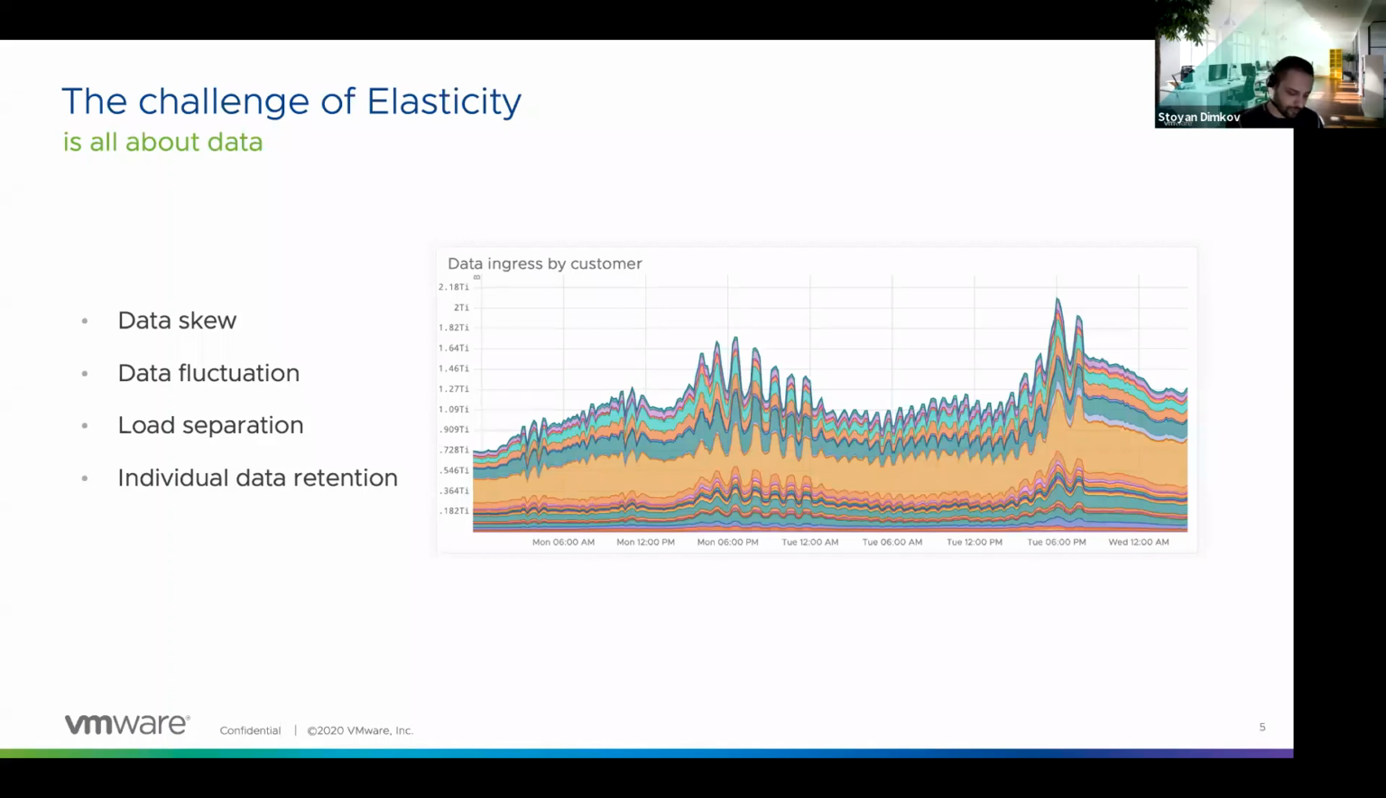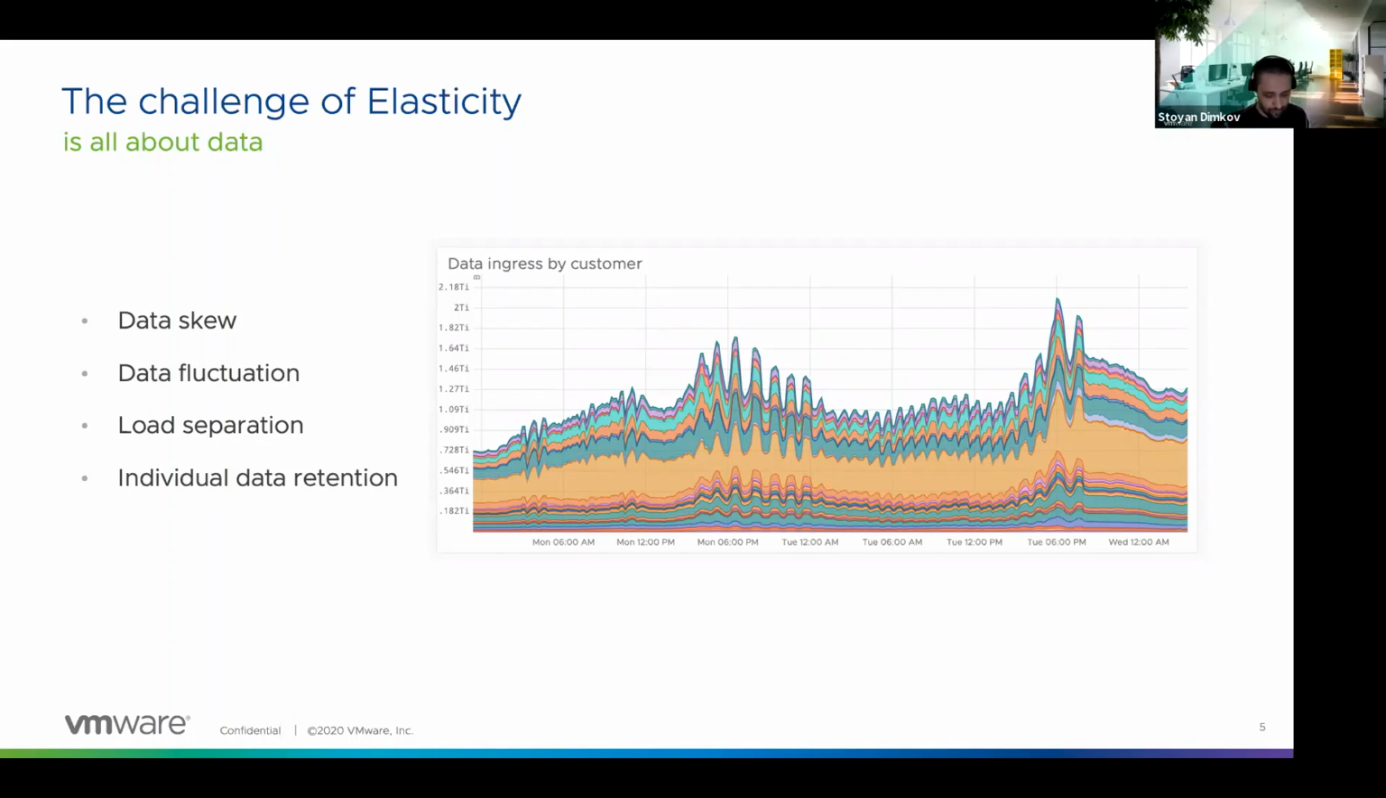So we can't really anticipate the volume of traffic we're going to get from a given customer just based on the number of devices or based on what the traffic was yesterday. And also data fluctuation, a very similar term, based on external factors like when is the working time in the US, our traffic usually goes up, or on the weekends it goes down. So those fluctuations and the data skew essentially demand that we implement load separation.